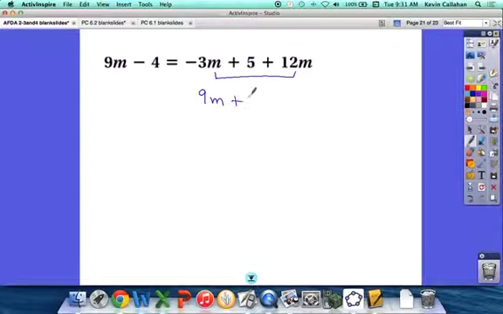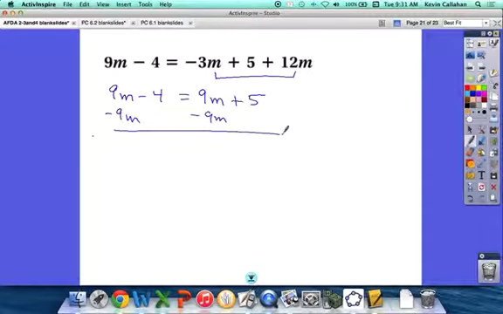9m plus 5. And on this side, we've got 9m minus 4. Okay, move the variable term. What should I do? I mean, they're both the same. So what's going to happen when I subtract 9m from both sides? They're going to cancel each other. They cancel on both sides. And what we're left with is negative 4 equals 5.